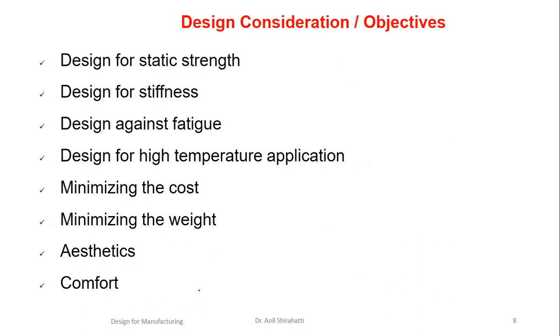Next, as a designer you will consider different considerations while designing any product. One is the static strength, then the stiffness of the material, and also design against fatigue. If I am designing for a high temperature application, I have to see the creep properties. Overall, in general, any designer's objective is to minimize the cost and minimize the weight. That is also important. And in some cases, aesthetics and comfort also play an important role.